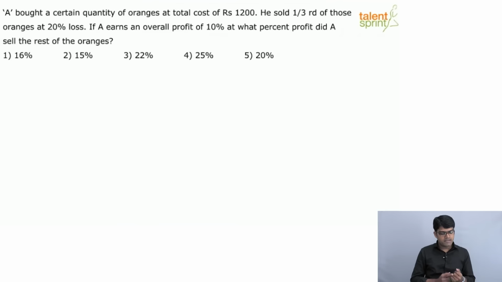It says A bought a certain quantity of oranges at a total cost of 1200. He sold 1/3 of those oranges at 20% loss. If A earns an overall profit of 10%, at what percent profit did A sell the rest of the oranges? 16%, 15%, 22%, 25% or 20%?